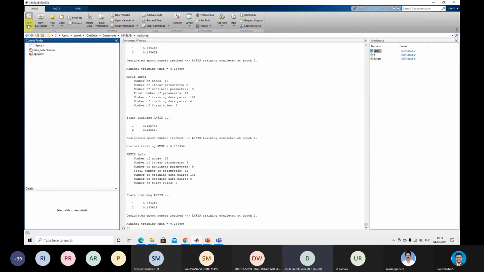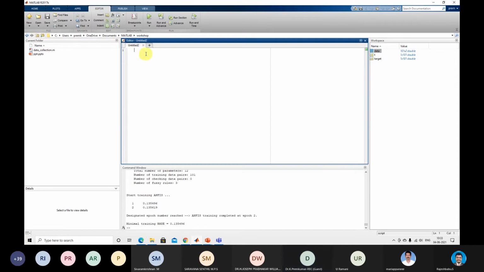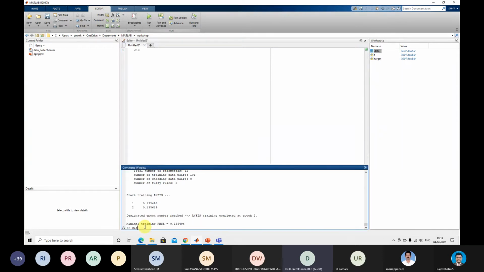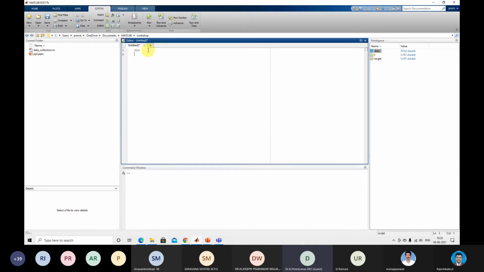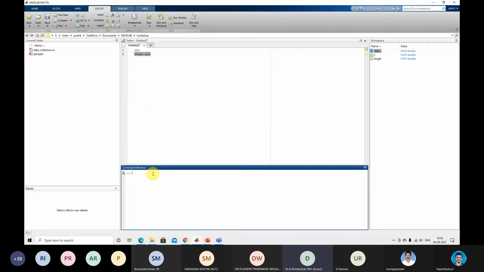You just have to create a new M file. Here I'm going to type clc, which is used to clear the screen. That means the data in the command window is cleared. Then I'm going to use clear all, which clears all the data in the workspace. When I execute this in the command window, you will see the workspace data is cleared.